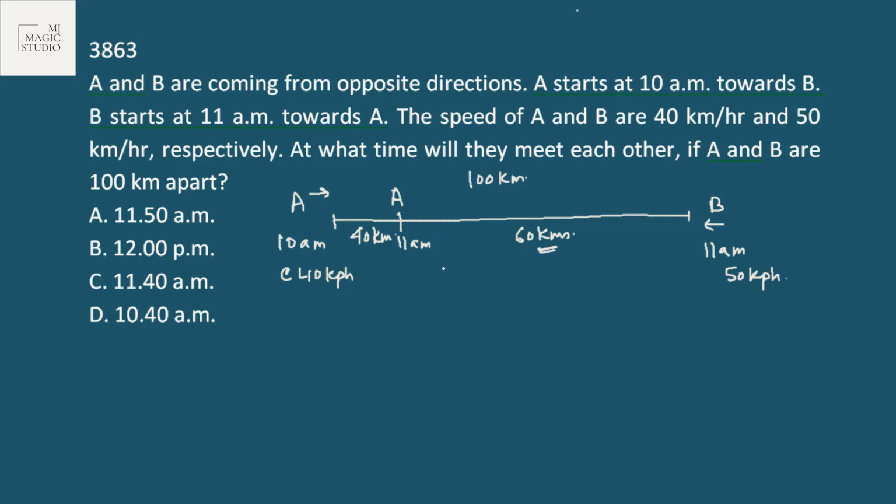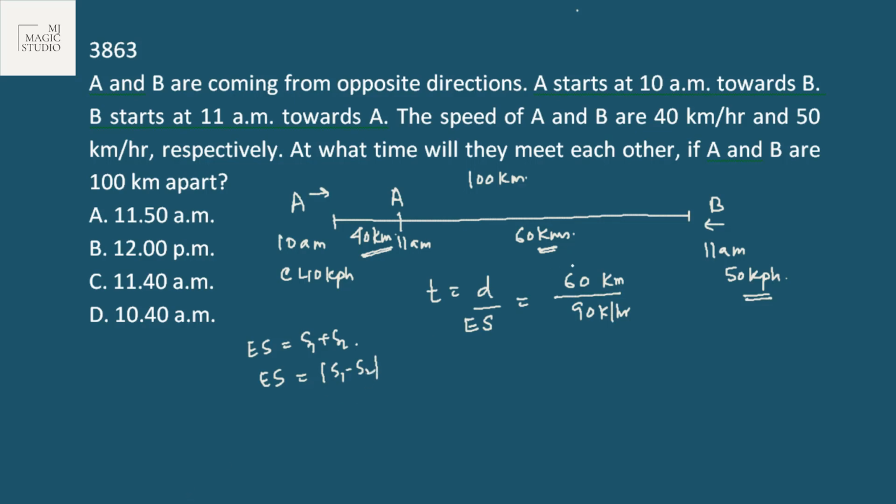Now we need to find the time of meet. For that, we need to find after what time they would be meeting. Time is equal to distance by speed. In this case, it would be effective speed. Distance these two are covering is 60 kilometers at an effective speed of 40 plus 50, 90 kilometers per hour. Why? Because they are moving towards each other. If they are moving towards each other, effective speed is S1 plus S2. If they are moving away from each other, effective speed would be the difference between their speeds.